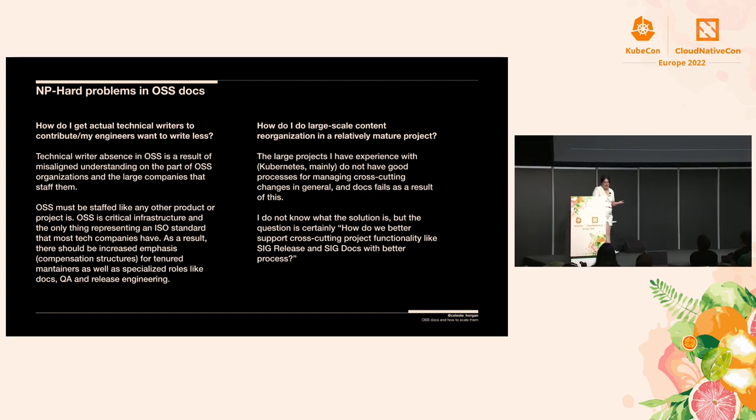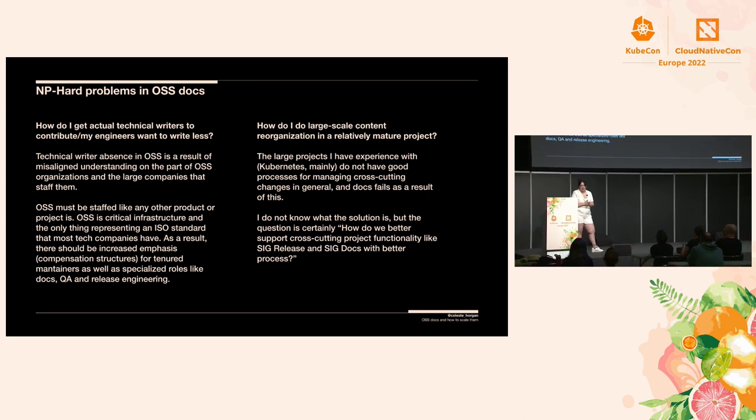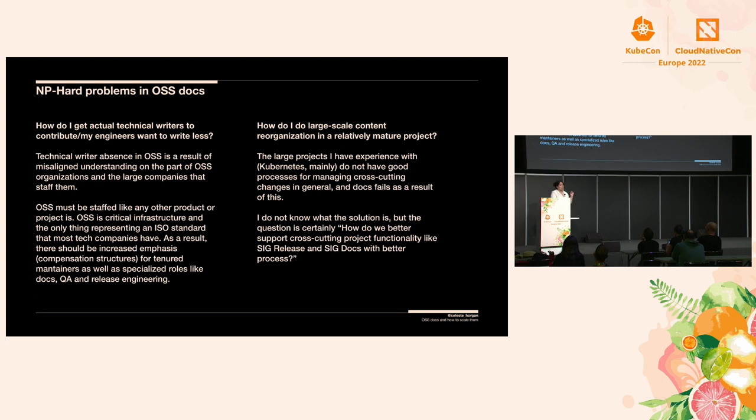My engineers want to write less. What do I do? Technical writer absence in open source is a result of misaligned understanding on the part of the organizations that are doing this. Open source is critical infrastructure, and it must be staffed in the same way that you would staff literally any other project or product. Right now, open source organizations have an idea that if we staff a bunch of engineers and some program managers, the project's going to be fine. When you get to the scale of a project like Kubernetes or like Envoy, that doesn't cut it anymore. Think about how many things on your phone run Kubernetes. That is not going to undo itself in the next 10 years. And the people working on Kubernetes now will maybe not be working on Kubernetes in 10 years.